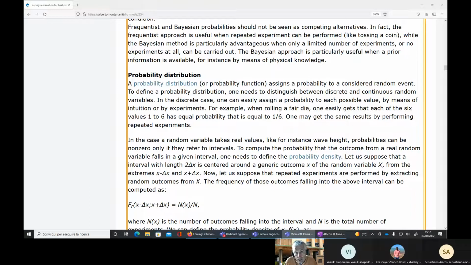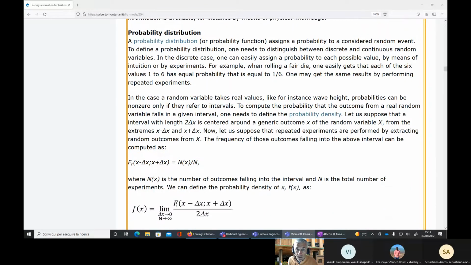I am not interested in going into the details of the difference between probability distribution for discrete versus continuous variables. I'm not interested in this subject. So this is something you see now on the screen. This is not something I will ask at the exam.